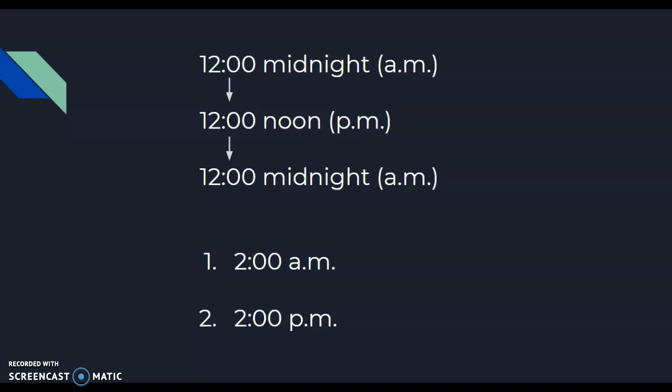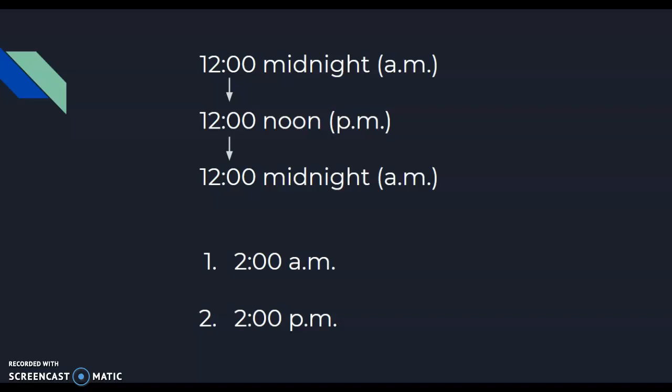So I need you all to pay close attention when it says a.m. That's morning. A comes first in the alphabet, right? That's in the morning. And then p.m. is in the afternoon hours. And then we're going to approach midnight again, and that is when our day starts all over again. So it goes from midnight, noon, then to midnight again.